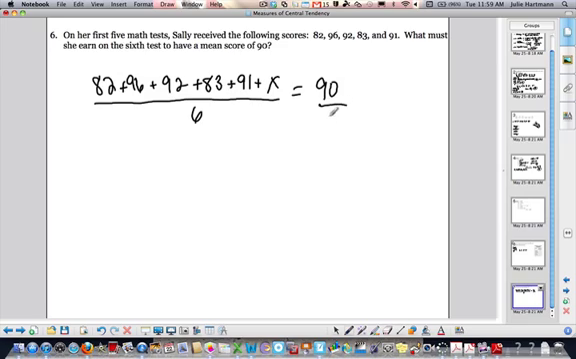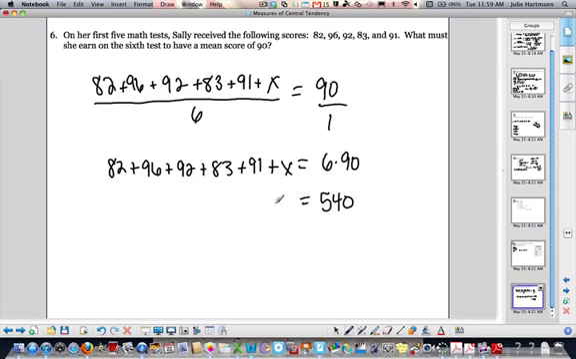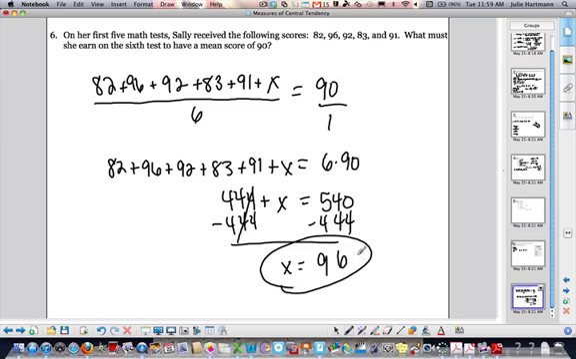Well, you can basically look at 90 over 1, cross multiply. So we have 82 plus 96 plus 92 plus 83 plus 91 plus X equals 6 times 90. That is 540. And if you add all of these up, 82 plus 96 plus 92 plus 83 plus 91, that equals 444. And then you minus the 444, and X equals 96. So she needs to get a 96 on her last test in order to have an average of a 90.